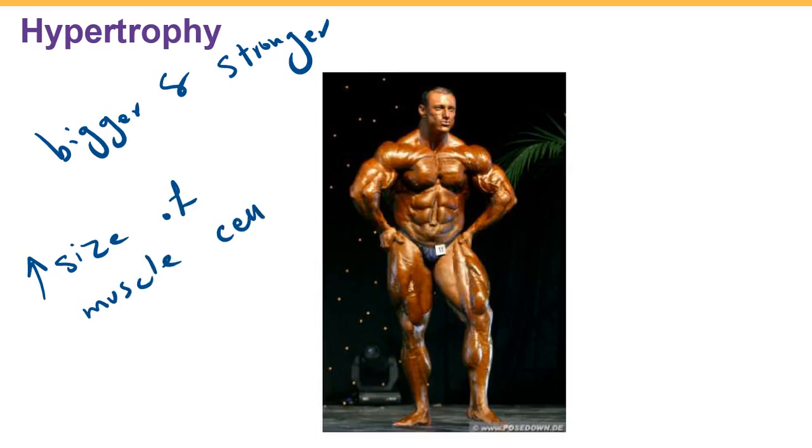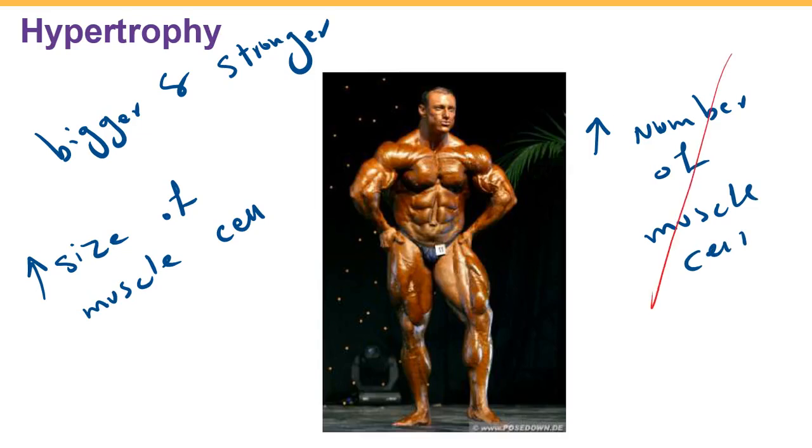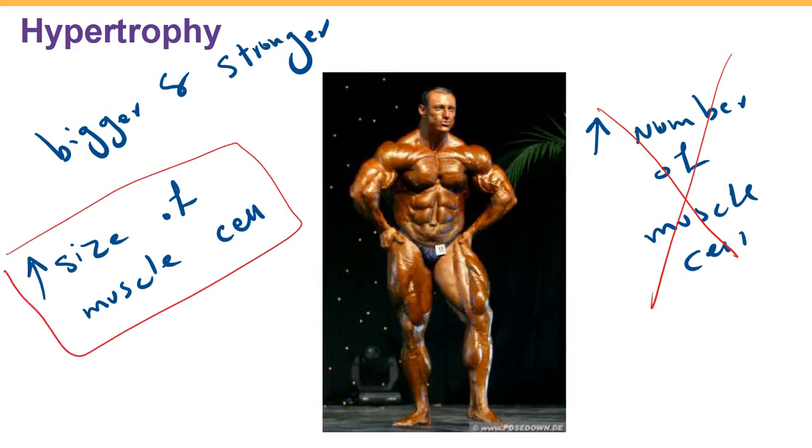When we say hypertrophy for skeletal muscle is happening, it does not mean that we are increasing the number of muscle cells. It means we are increasing the size of muscle cell. So our muscle cells get bigger, and that's because they are going to add more proteins inside of the muscle cell and getting thicker.